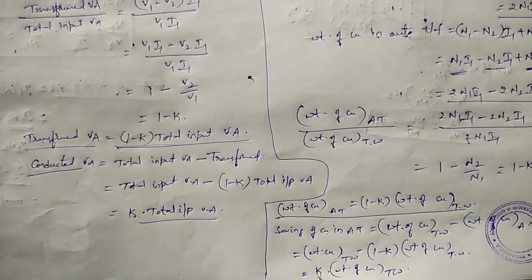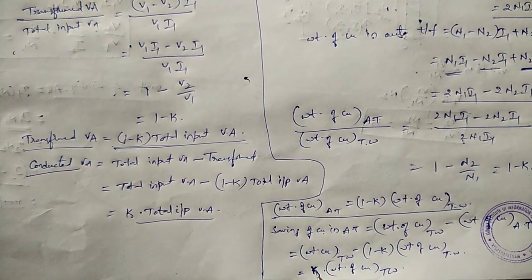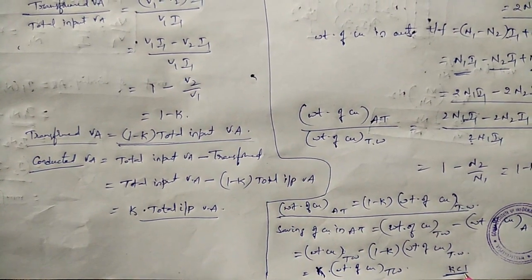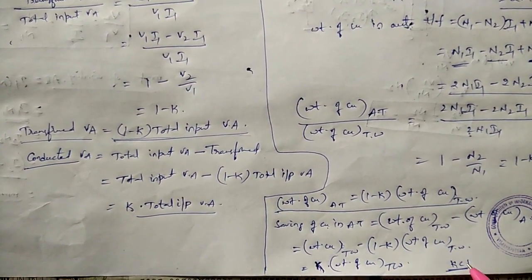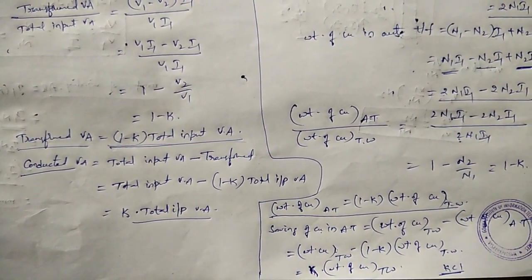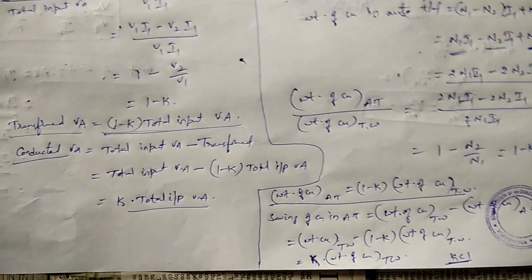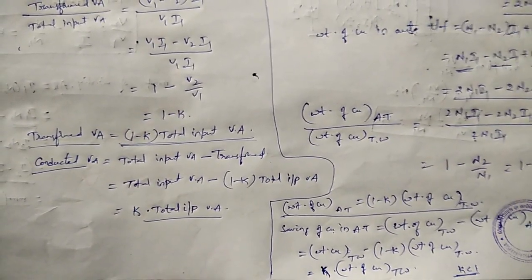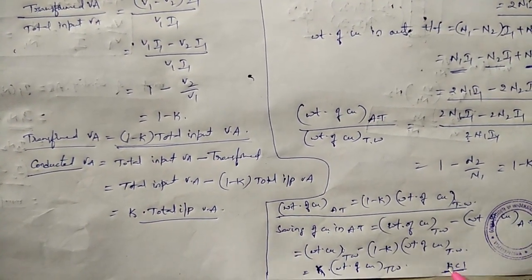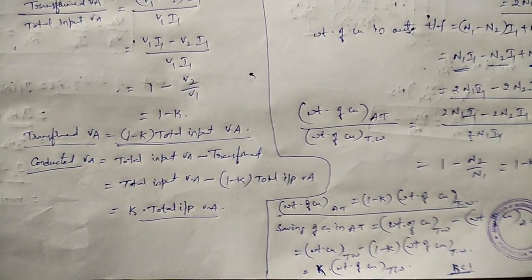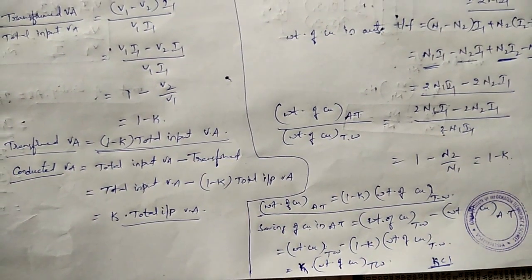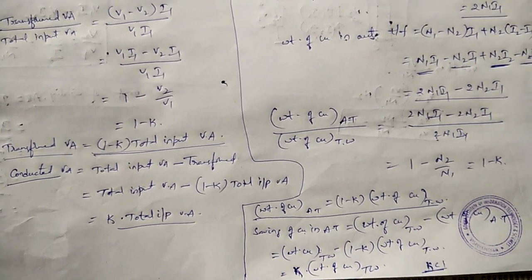Okay, that means if k is more, saving is more. k is always less than unity. If k is nearer to 1, then you will save more copper. If k is nearer to 0, you will save less copper. That's why the auto transformer gives more advantages when the turns ratio k is nearly equal to 1. If it is nearly equal to 0, then there is no use of using this auto transformer. You can go for a two winding transformer.